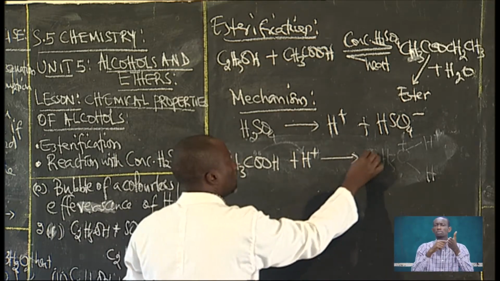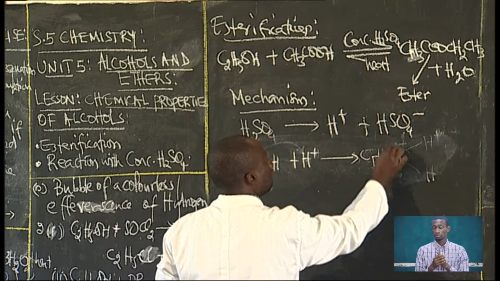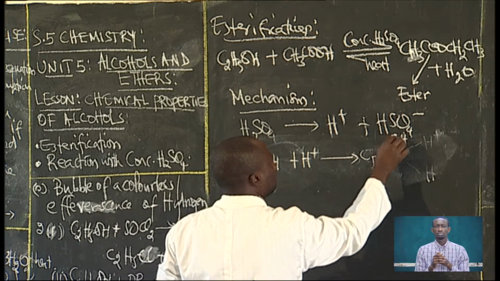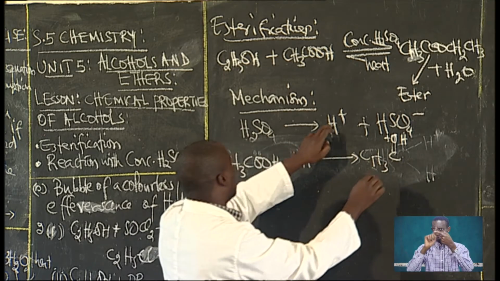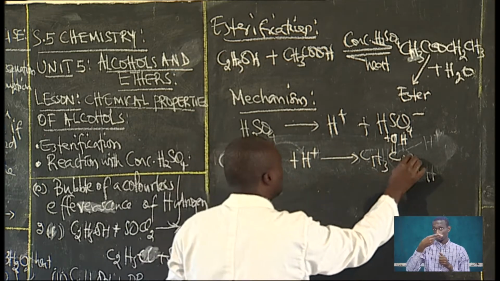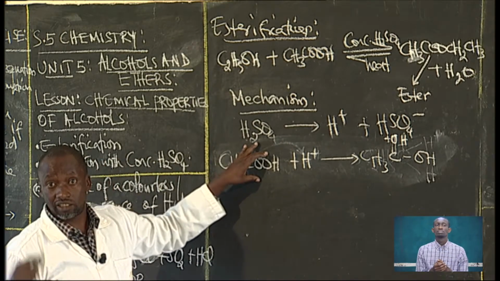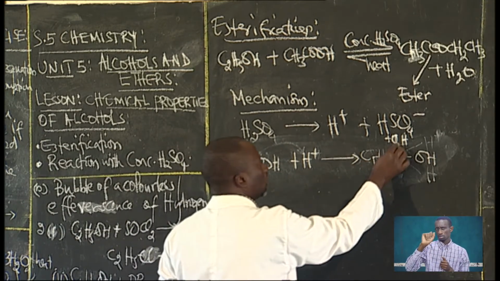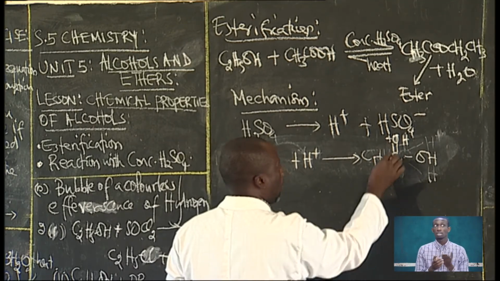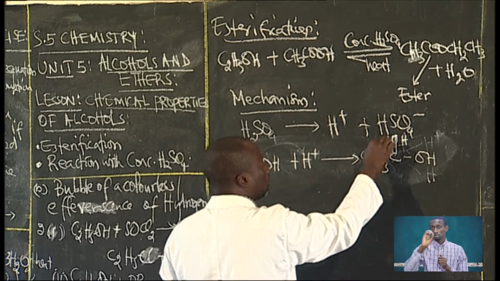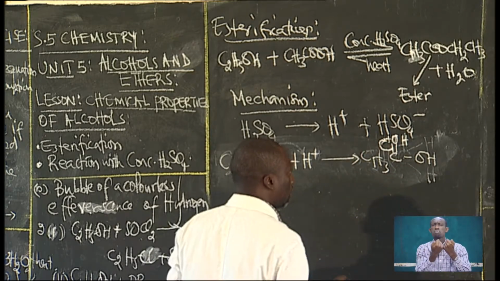This one will produce CH3C(OH)2, with a positive charge. The hydrogen has come from the sulfuric acid and then forms OH. This is the carboxylic acid, it is the one that is protonated. So this bond breaks to neutralize the positive charge.